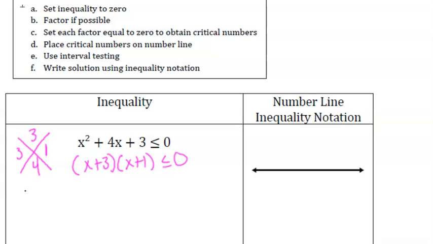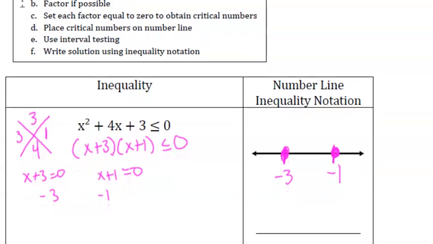We're going to find our critical numbers. So our critical numbers are -3 and -1. We're going to put those numbers on the number line. We're going to put closed points since the inequality has an equal sign underneath it. Of course, we order them from least to greatest as well. We're going to use interval testing. So we're going to test a number that's less than -3, a number that's in between -3 and -1, and a number greater than -1 in the original formula.